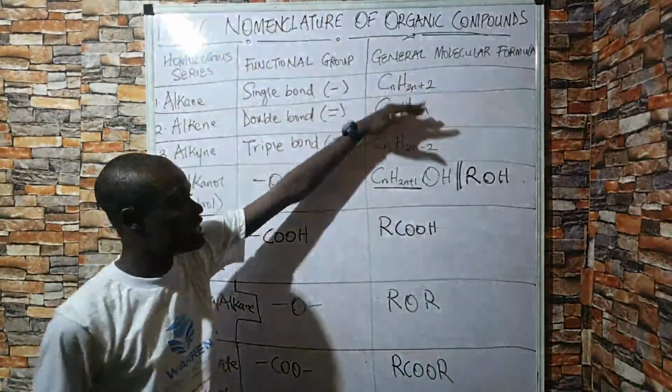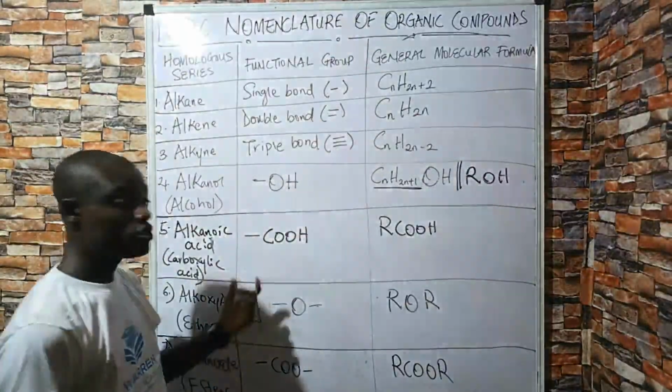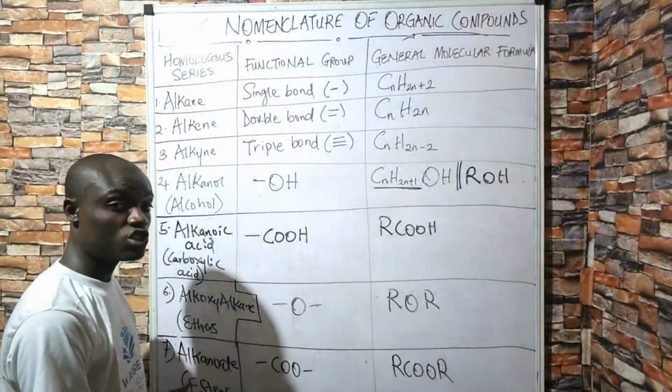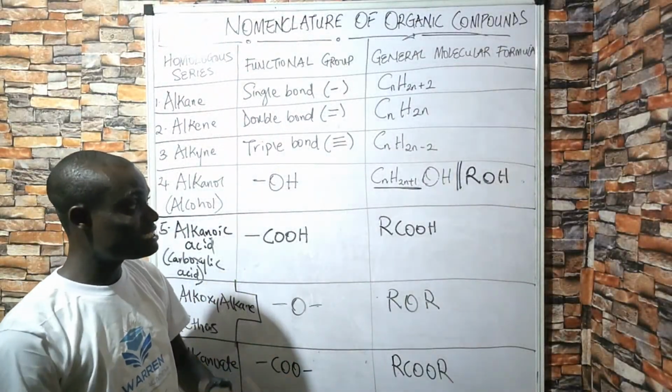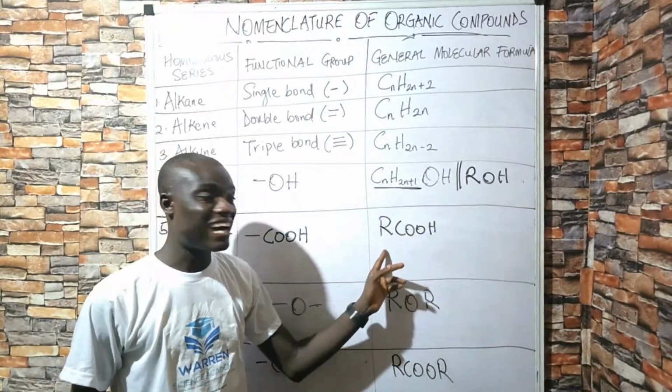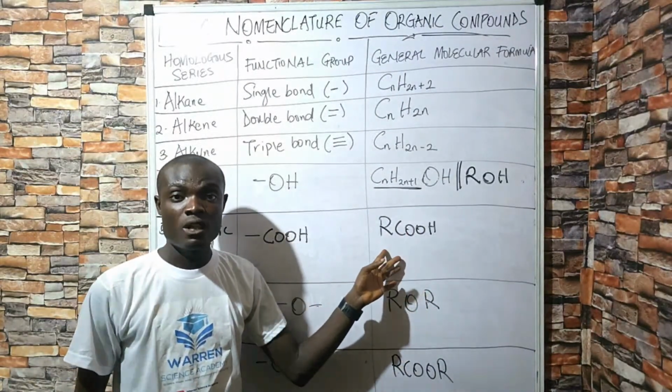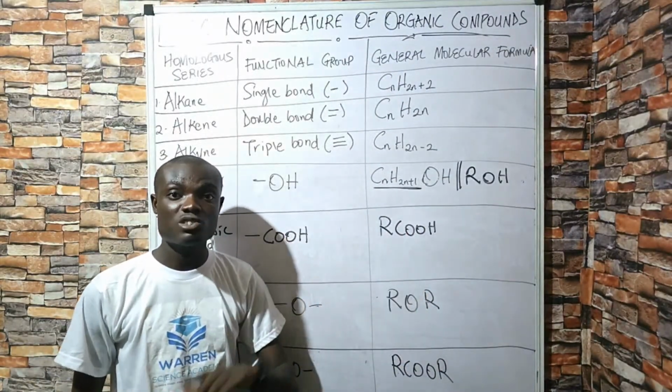So I will say the general molecular formula for these 7 homologous families, or these homologous series I've been telling you. And one other thing I told you about is that they have what we call an R. R here stands for an alkyl. An alkyl is basically an alkane that has lost a hydrogen.